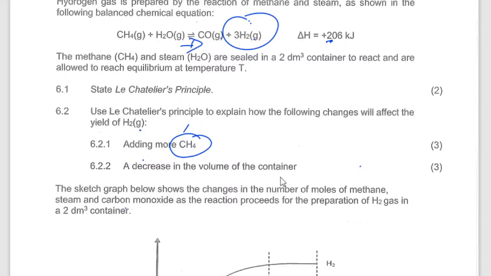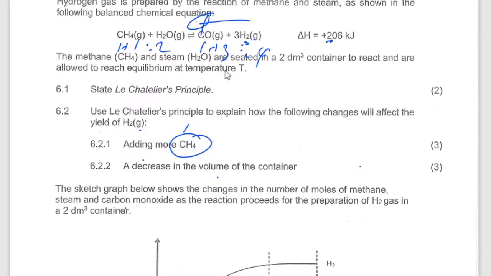And then what happens when you decrease the volume of the container? So you have to look at the number of moles on this side and the other side. Let's count. You have 1 mole here, 1 plus 1, and then you have 1 plus 3. Here you have 4, here you have 2. So when you decrease the volume, you're favoring the reaction which results in fewer moles. Remember, when you decrease volume, you are increasing the pressure. So the reverse reaction is going to be favored, and the amount of hydrogen formed is going to decrease.